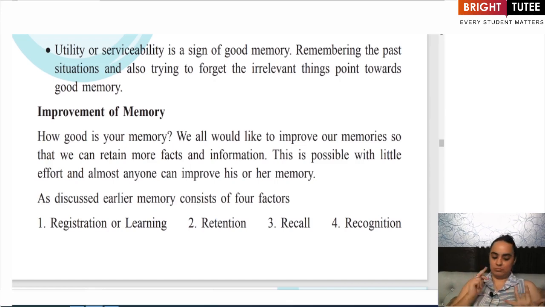So we know what the factors of memory are. We have learned that registration or learning, retention, recall, recognition, these are all the different factors of memory. We also know what the different signs are which indicate that a person has a good memory. But what if somebody does not have a good memory? What are we going to do in that case? We have the possibility for improvement of memory as well. There are a few techniques, a few ways that will help you to improve your memory.